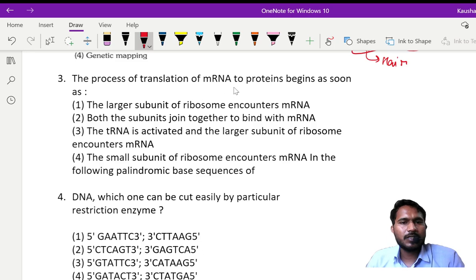The process of translation of mRNA to protein begins as soon as the large subunit of the ribosome encounters mRNA. Both subunits join together to bind with the mRNA.